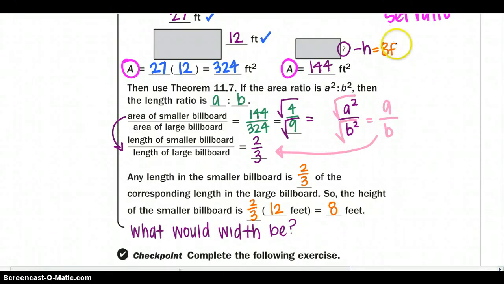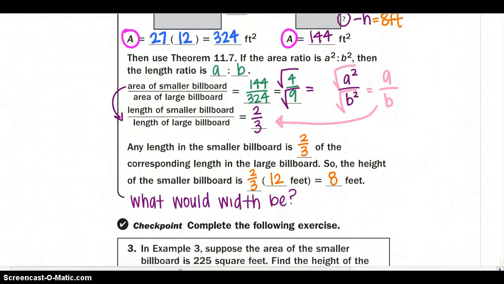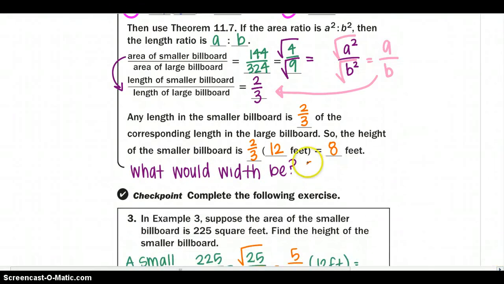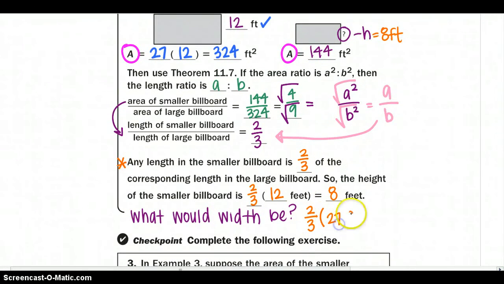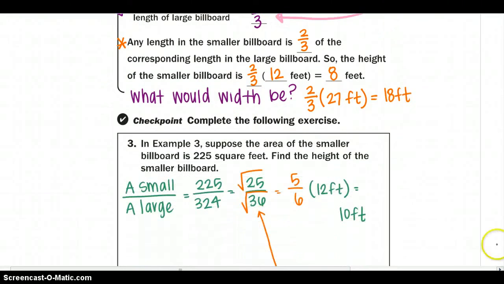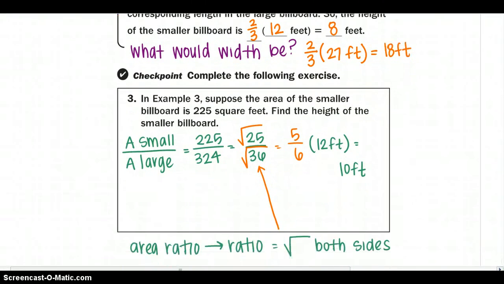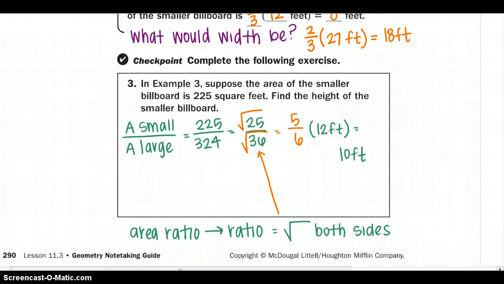Now how would I use that to find my width? Well, I know that for any length I can use the ratio that I found. Then I'm just going to multiply it by my longer side, 27 feet. So my width would be 18 feet for the billboard. So checkpoint number 3, you can go ahead and do, so pause the video, work it out, and then check your answer.